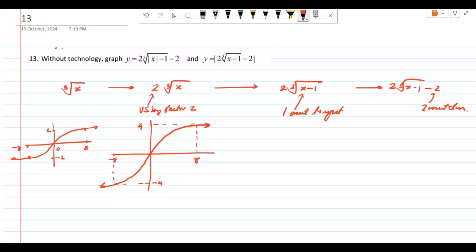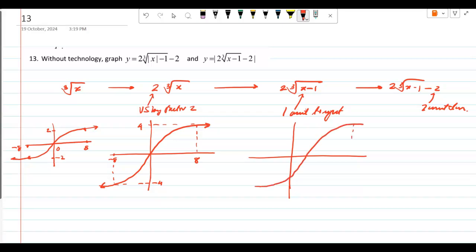Then next one, you shift this 1 unit to the right. So if you shift it 1 unit to the right, 9, 4. Correct? This will become 1. This will become minus 7. Minus 7 will be mapped onto minus 4. Correct? And it continues. But right now this is just for our reference. See what's happening.